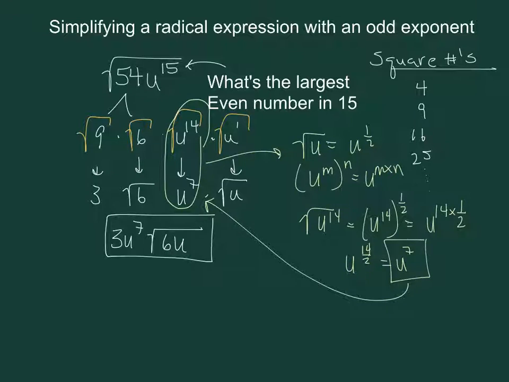Alright, so let's do one more. Let's do the square root of 28u to the 17th. I know that's 4 times 7. Reduce by 1 to get 16 and keep the extra 1.